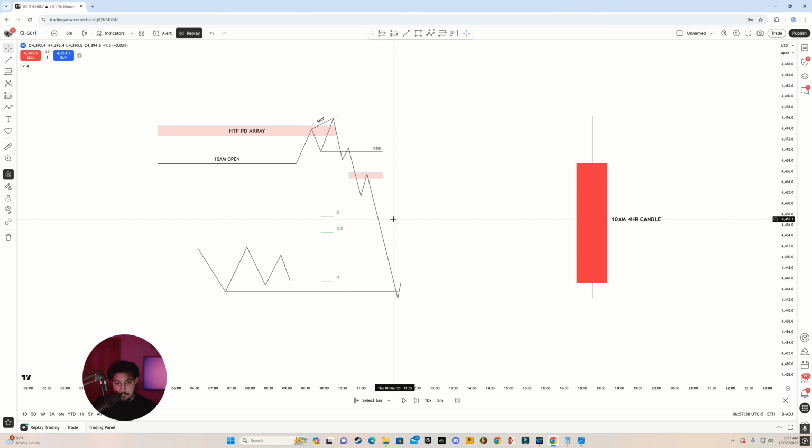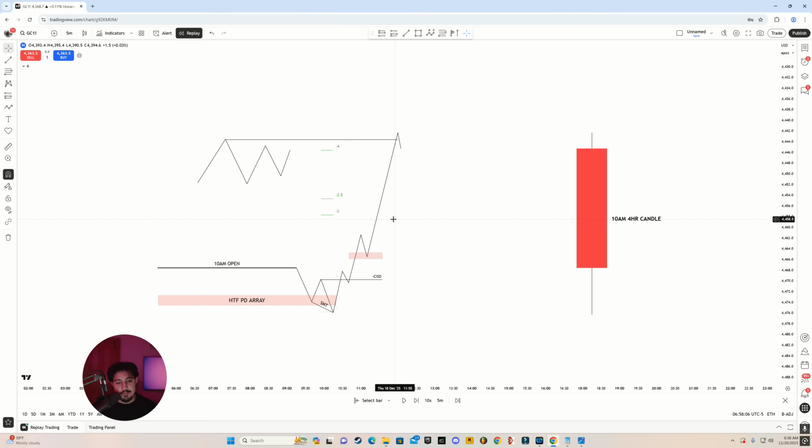So pretty simple, guys. This is how I trade a 10 a.m. 4-hour candle power of 3, and I promise you don't need anything else if you trade this model alone. Now I know a lot of people have preferences. Some people do not want to trade the power of 3. That is why I have so many variations of power of 3 on my channel that basically simplify this model, right? Now if you watch any of my videos, they're all the same, just different variations of power of 3.